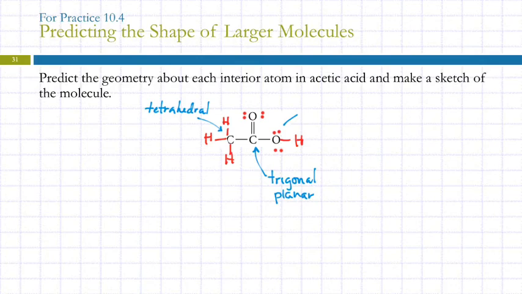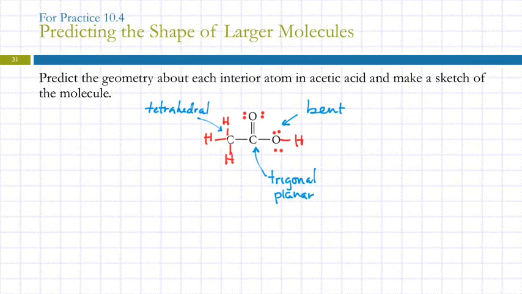And then how about this oxygen? We need the molecular geometry: bent. It's got 4 groups, so a tetrahedron, but 2 of those points are invisible, and so it's bent. Any questions about that? And then the drawing, it's fun.